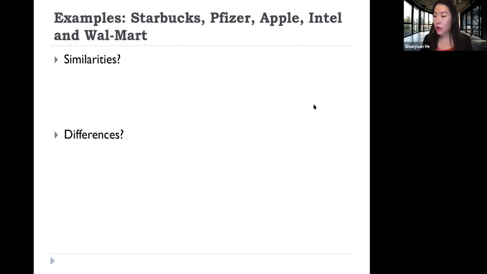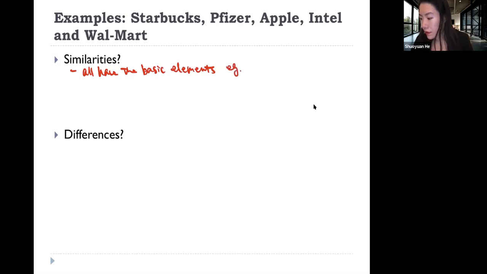So what are the similarities among those 5 income statements? There are 4 similarities. The first similarity is they all have the basic elements. So what do we mean by that? For example, all of those statements, they're going to report the firm's revenue. So they all report revenues, expenses, so different kinds of expenses, gains and losses. Those are income statement elements. All of them report those.